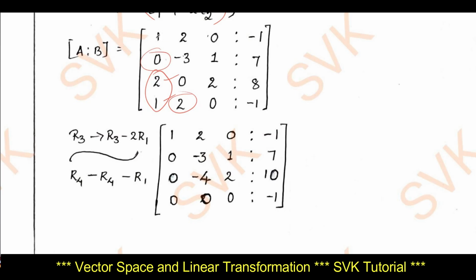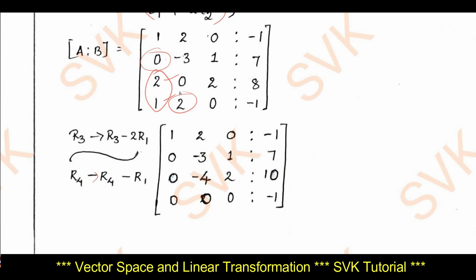I will be multiplying the first row by minus 2. So I got the value as 0, since 2 minus 2 will be 0. Then for R4, I will go with R4 minus R1. So I got directly 0.